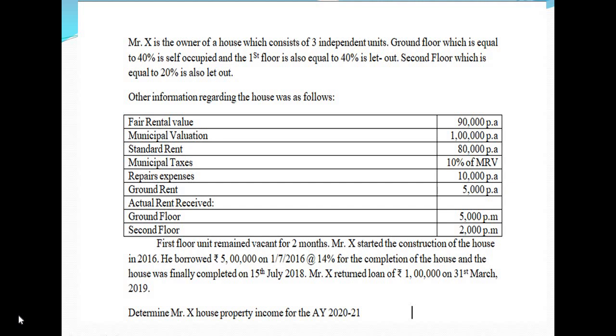Then Mr. X started the construction of the house in 2016, in which he borrowed rupees 5 lakhs on 1/7/2016 at the rate of 14% for the completion of the house, and the house was finally completed on 15 July 2018. Then Mr. X returned loan of rupees 1 lakh on 31st March 2019. Then we have to find out the income from house property for the assessment year 2020-21 of Mr. X. So since Mr. X has taken a loan for the completion of the house, first of all we have to find out the pre-construction interest and also the current year interest.